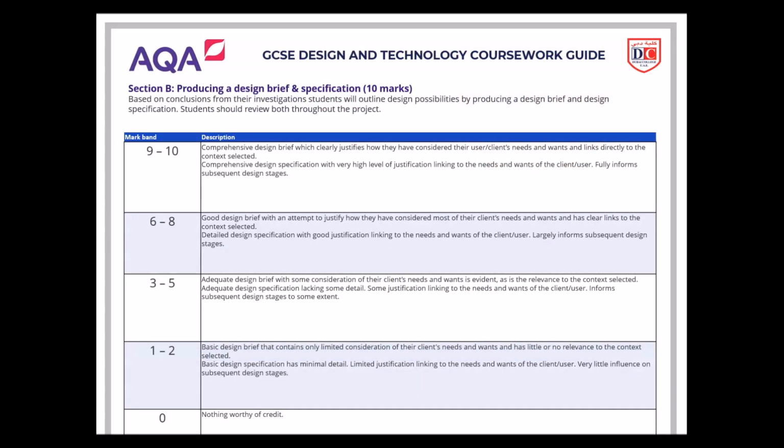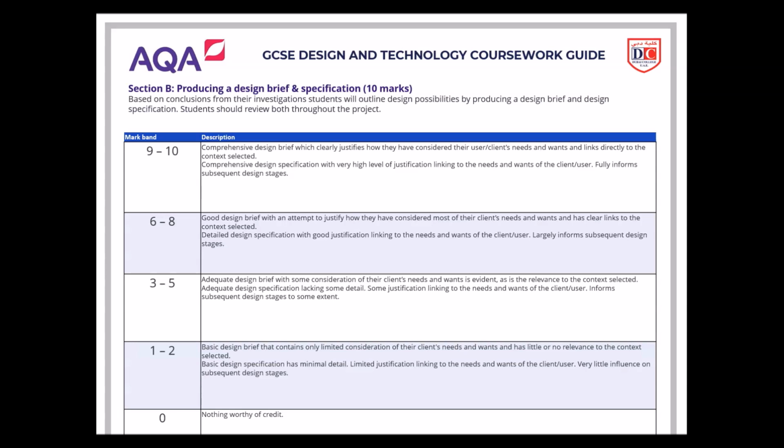Okay, so in this second video, what I want to do is go through section B. Section B is all about producing a design brief and specification, and the maximum amount of marks that you can score in this section is 10 marks. Okay, so what we're looking to do is produce a design brief and clearly justify their client and link that to the context. We also need to put together a detailed and justified specification looking at the research that we have collected before.